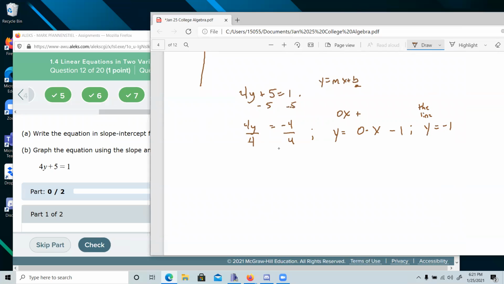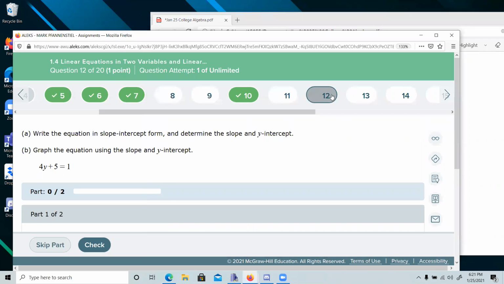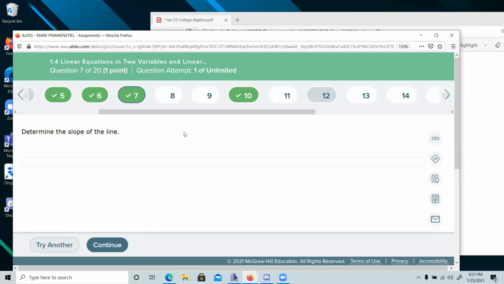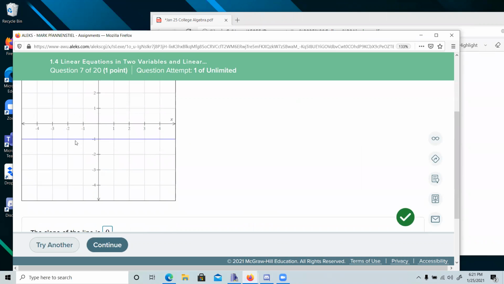Okay, and I'm trying to get in the habit, if I just have a variable equals a number, of writing out the line y equals -1, because you might have a solution to an equation that says y equals -1, and I want to distinguish between having a solution versus having a line. So in this case, this is kind of like the problem we did a little while ago. This is 12. I think we were looking at 7, right? We just had this line here.